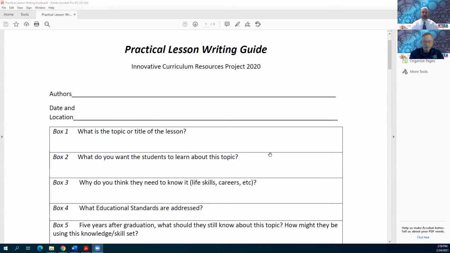Now, some people will say, oh, the objectives of the lesson. Well, yeah, it is basically the objectives of the lesson, but really it's what we want them to know. It's what we think is important. Why do you think they need to know it?